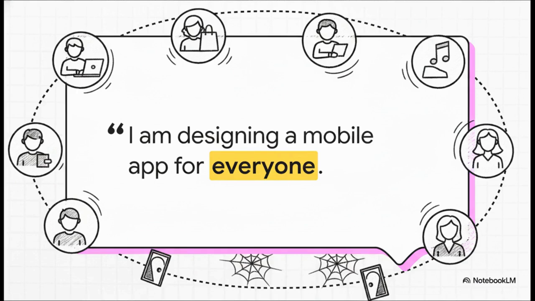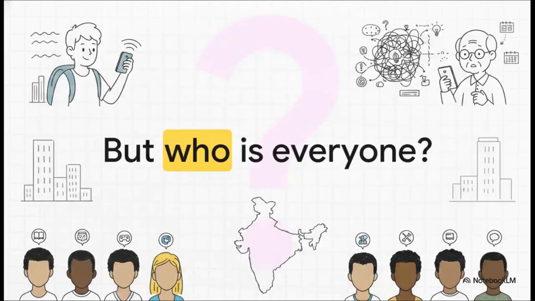I mean, it sounds amazing, doesn't it? It sounds super inclusive, really ambitious, totally visionary. But honestly, this quote highlights a deeply flawed mindset that a lot of us start out with. It is a massive, massive trap. Because when you say you're designing for everyone, you really have to stop and ask yourself, but who is everyone?